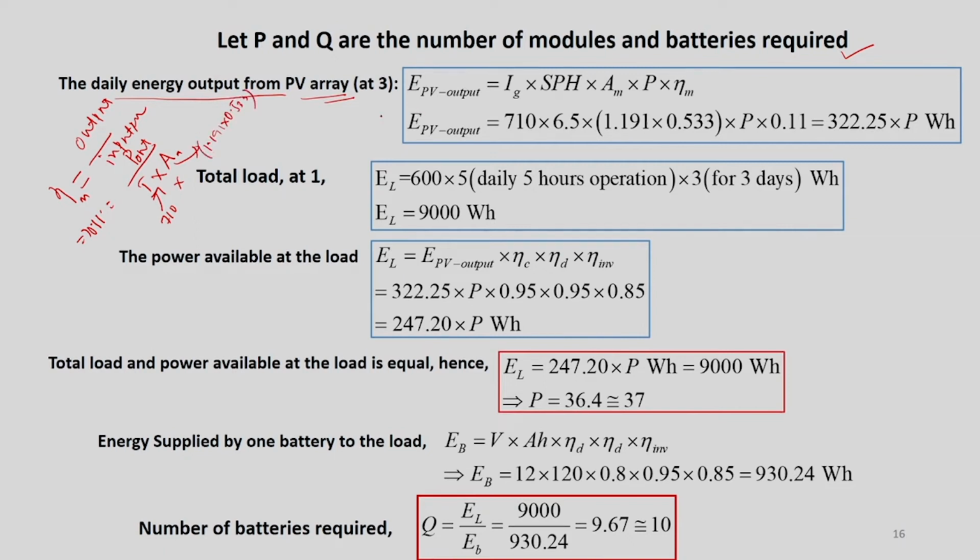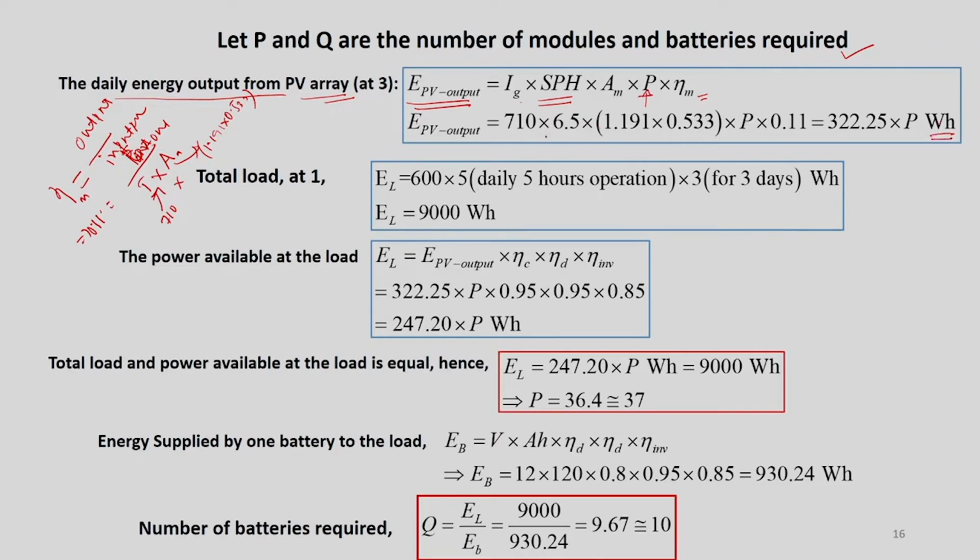That is how this E out, or I can write E PV out, what I am representing here. So, this global radiation Ig multiplied by sun peak hours into A_M into P into eta_M, because P numbers of modules are present to produce that much of power. So, this E PV output is something like 710 multiplied by 6.5, because we are measuring in watt hour.